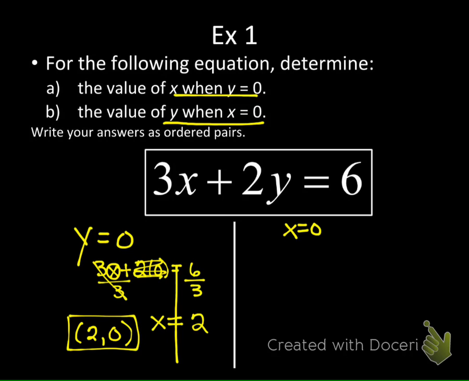Part B, we use the same equation, except this time we're solving for y when x equals 0. So I have what I'm substituting right here because I already wrote it. I have x equals 0. So I'm going to use the equation 3 times x. Well, what do I substitute for x? 0. Plus 2y equals 6. So I circle my variable, I draw my line. Because it's 3 times 0, I'm just going to get rid of that. So now I'm down to a one-step equation.